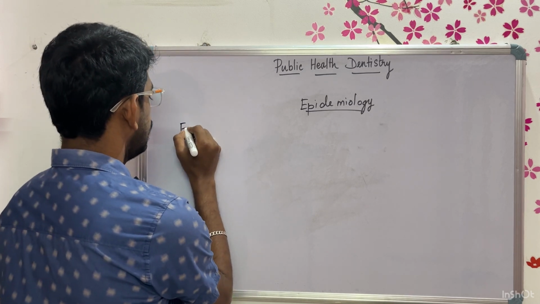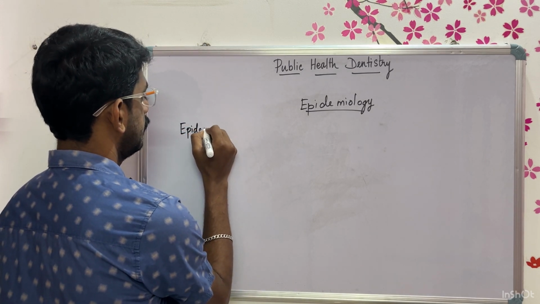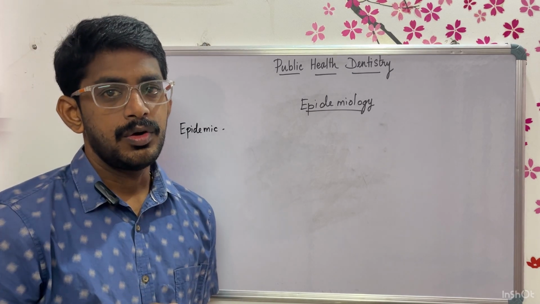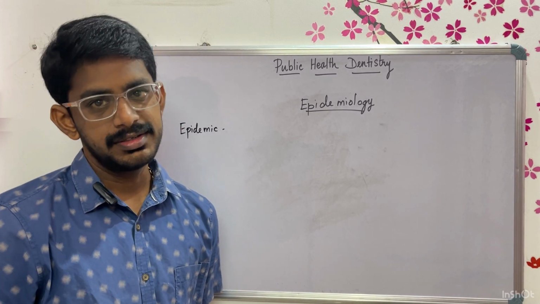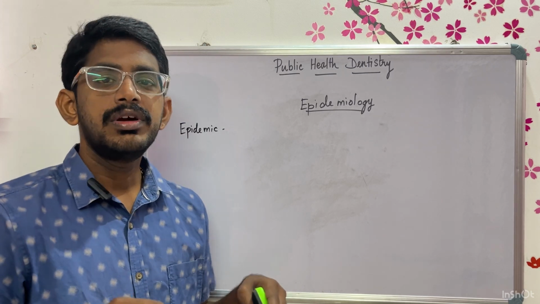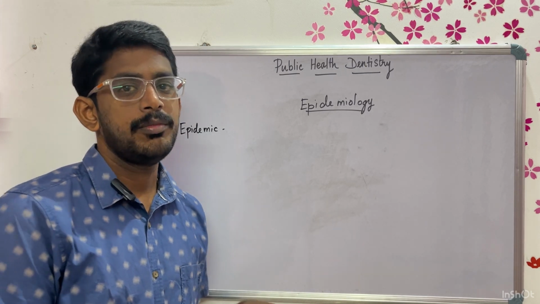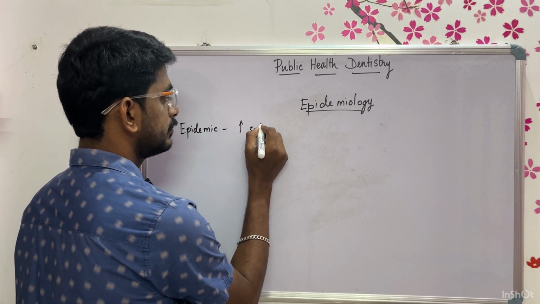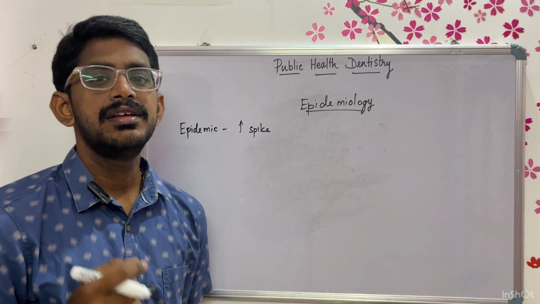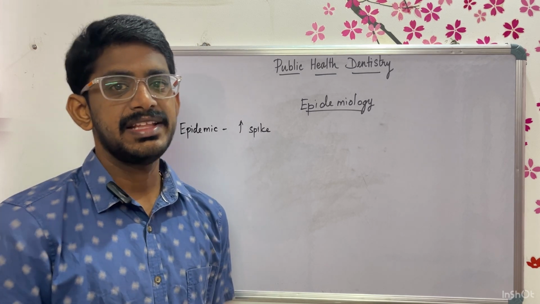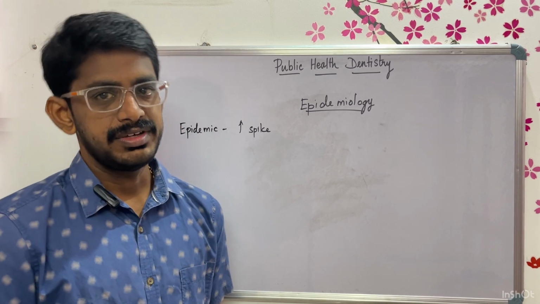An epidemic is a sudden onset or sudden increase in the number of cases of a disease in a particular region which is clearly in excess than the normal count. So a sudden spike or sudden increase in the number of cases in a particular region which is clearly in excess than the normal prevalence of a disease.